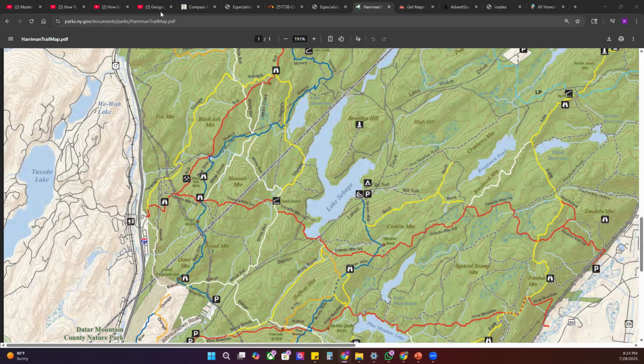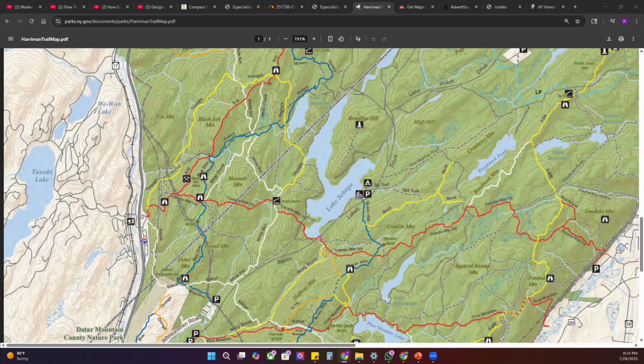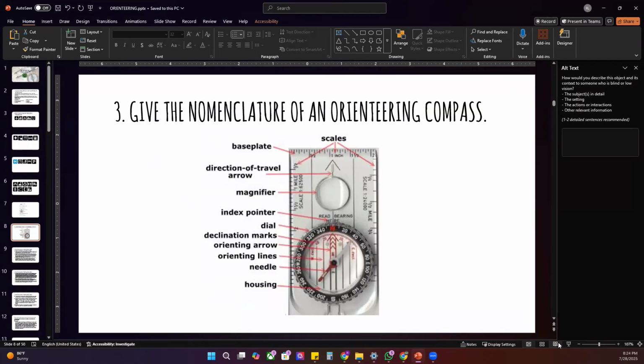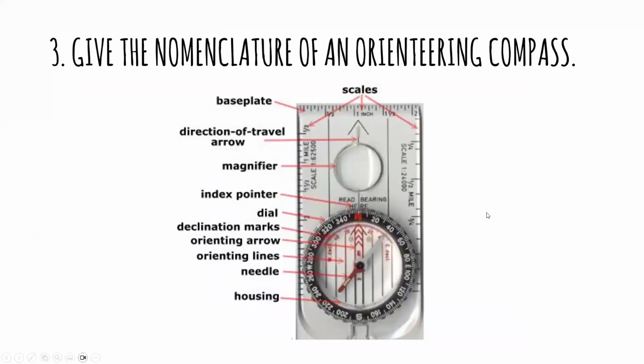All right, so now we're going to continue with our questions. Give me a second. Question number 3. In question number 3, we need to learn the nomenclature of a compass.